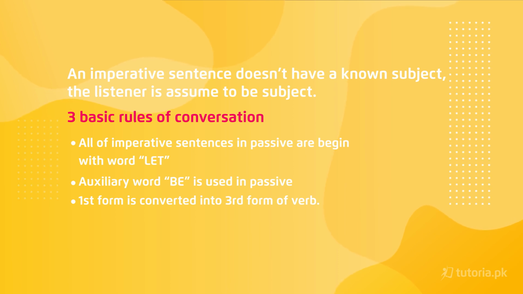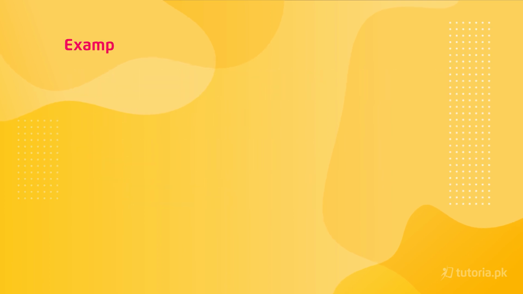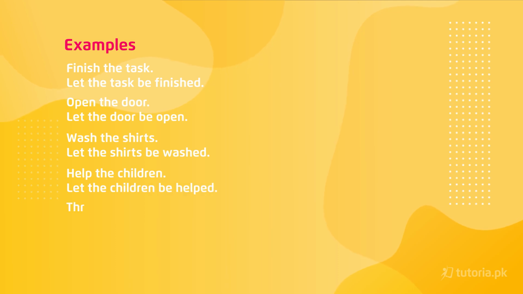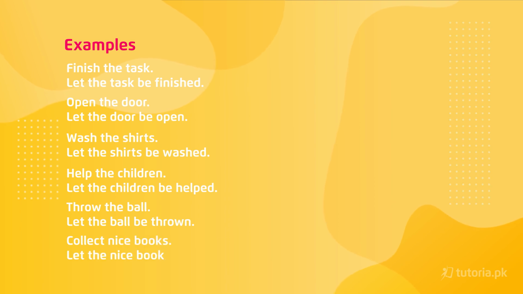Now let's read the following examples for our better understanding. Finish the task. When we convert this sentence into passive, it will be: Let the task be finished. Open the door. Let the door be opened. Wash the shirts. Let the shirts be washed. Help the children. Let the children be helped. Throw the ball. Let the ball be thrown. Collect nice book. Let nice book be collected.